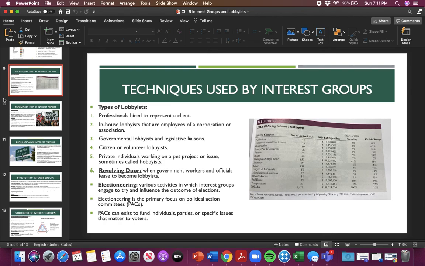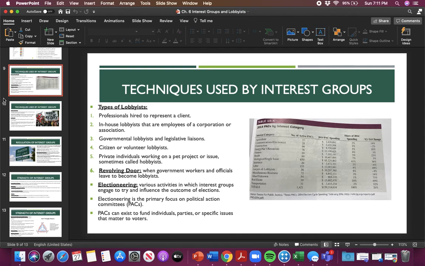The revolving door is what we talked about. That is when people step down from their government positions and then become lobbyists. Electioneering is when interest groups try to engage and influence the outcome of elections.